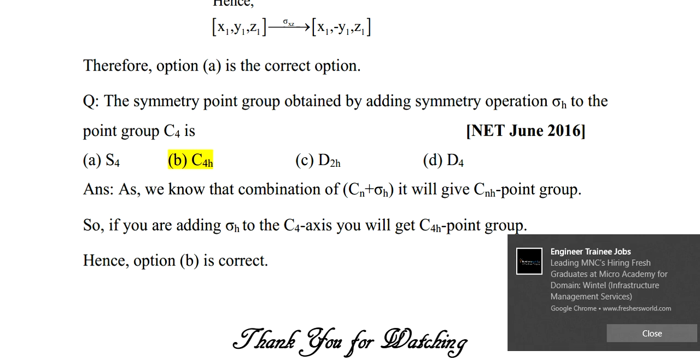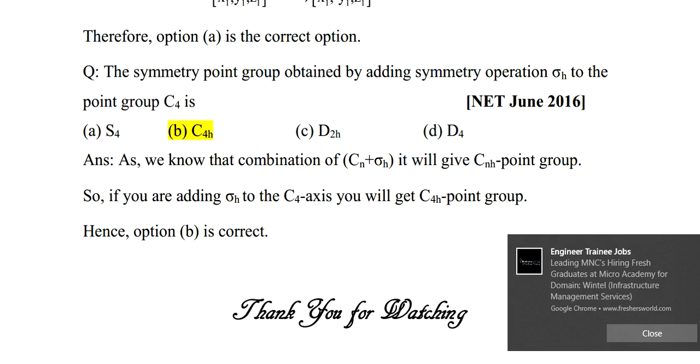Next question is: the symmetry point group obtained by adding the symmetry operation sigma h to the point group C4 is. This question comes from NET June 2016. We know the combination rule. What are the combinations present? What is the point group of the molecule? As we know, the combination of Cn plus sigma h will give the CnH point group, right? So if you add sigma h to the C4 axis, you will get the C4H point group. Hence option B is the correct answer. If you have done it, please check it out.